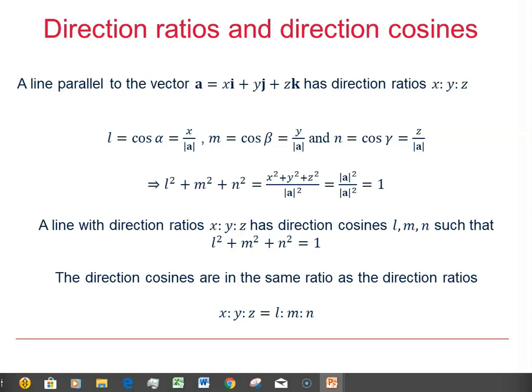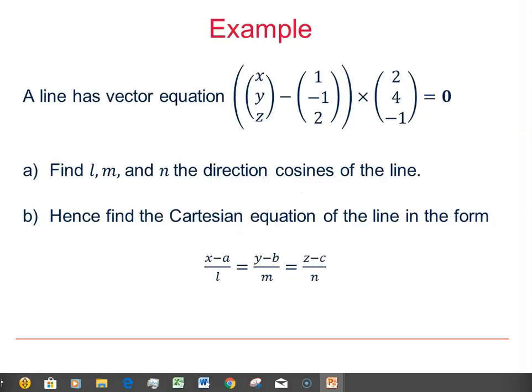Now I want to use these ideas to look at an example that might be asked in an A-level question. Here we have a line which has been given to us as r minus a cross b is equal to 0, so this is in the form r minus a cross b equals the zero vector. We're asked to find L, M and N, the direction cosines of the line, and hence its Cartesian equation in the form x minus a over L, etc.